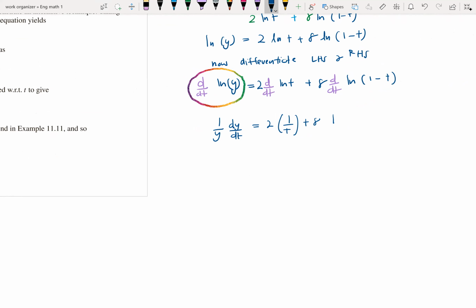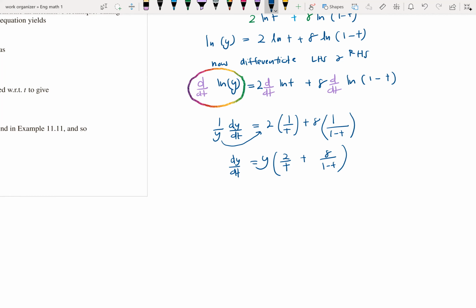So this one, 1 over 1 minus t, like this. So we will have dy dt is 2 over t plus 8 over 1 minus t. Then the whole thing we just multiply with y. Y transfer here.